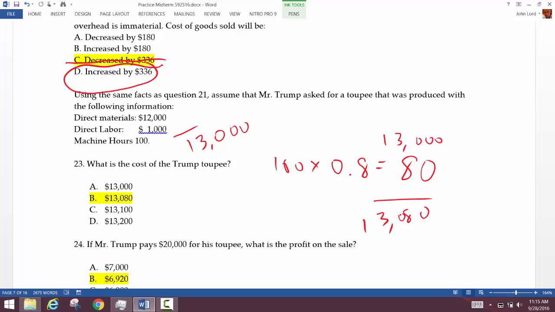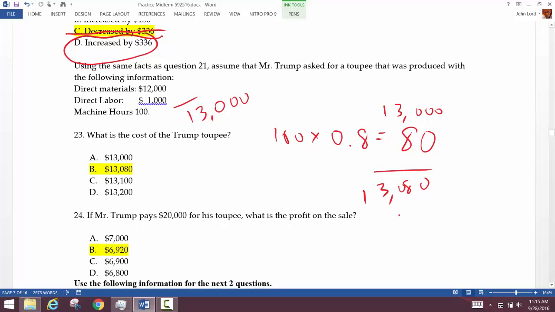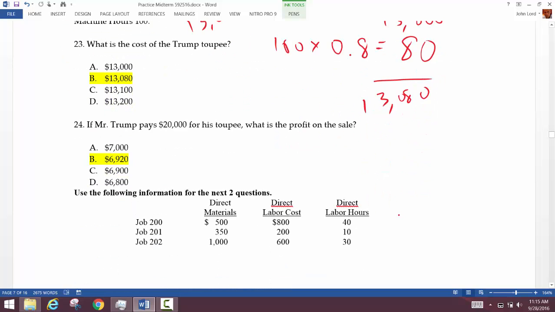Okay, you want to do the next one since you're up here? Sure. Okay, so how much does Trump have to pay for this toupee? We paid 20,000. Is that how much people pay for toupees? Presidential. I think they do. He definitely overpaid for his toupee.